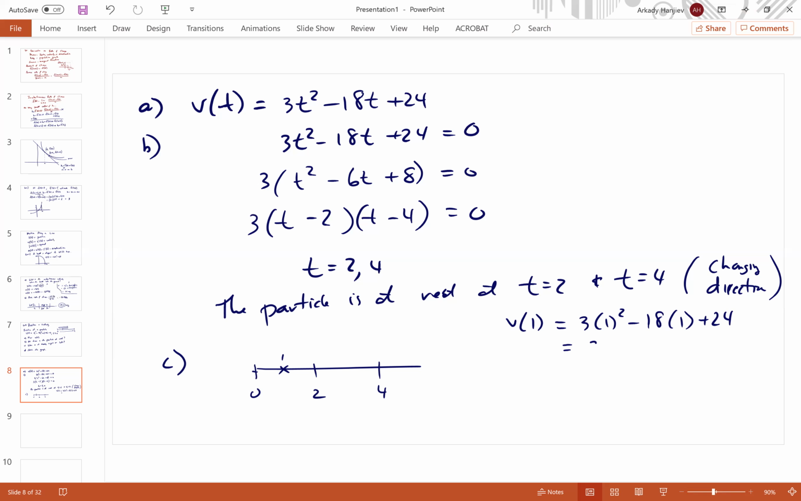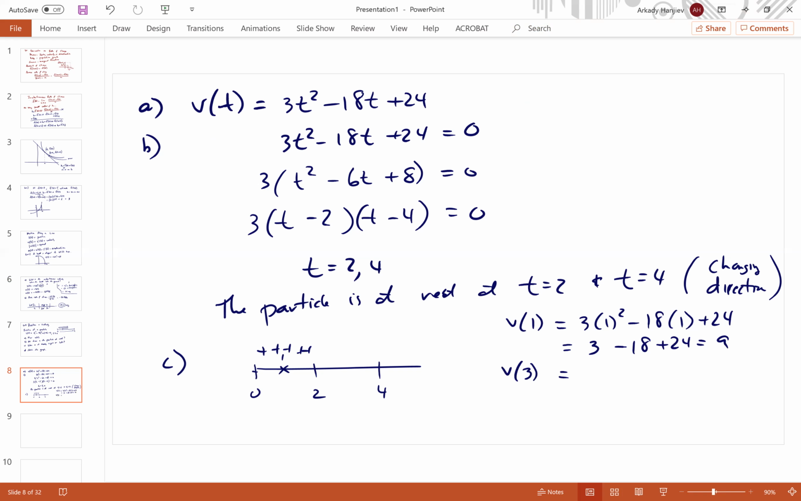And so this is 3, this is minus 18, that's 24. Are we okay with a positive number? Let's see, is that 6? That's 9, is that 9? Yeah. Okay, 9, but I don't even care what the number is. I just care about the fact that it's positive. So from 0 to 2, this thing is going off to the right-hand side, in a positive direction.